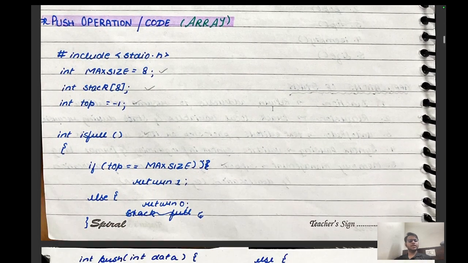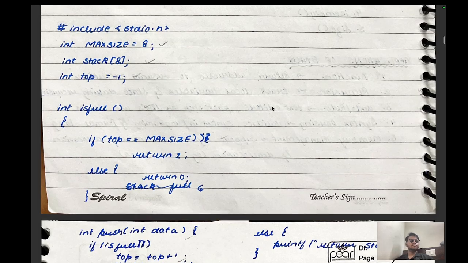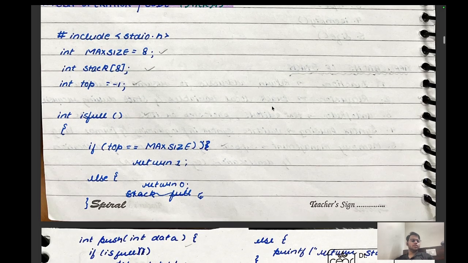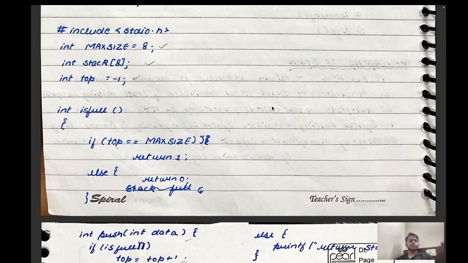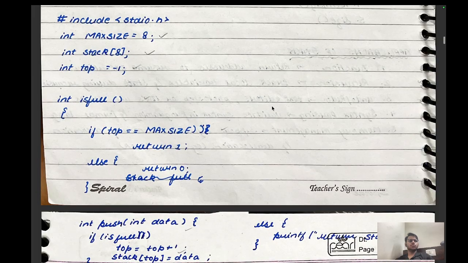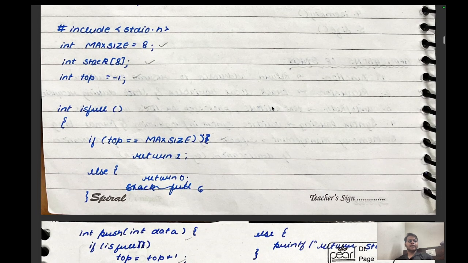Now, for the push operation, let us see how we will get the code. You have declared #include <stdio.h> in your C program. You have made your max size equal to 8, meaning the maximum number of elements you are going to store in your data structure is 8. So the stack has 8 elements.